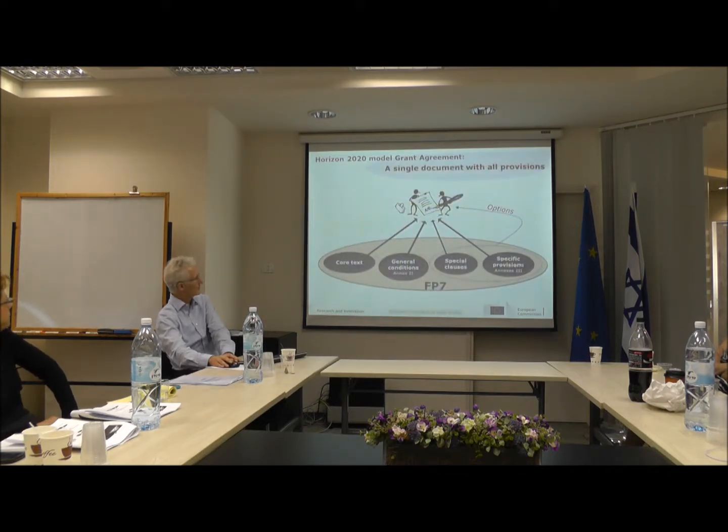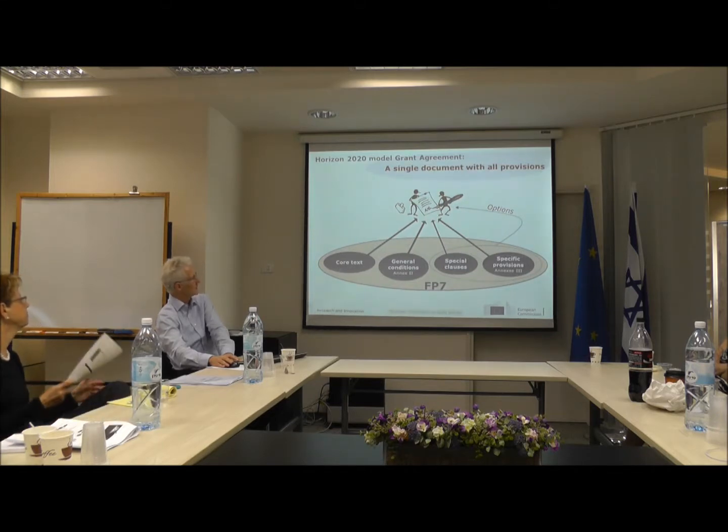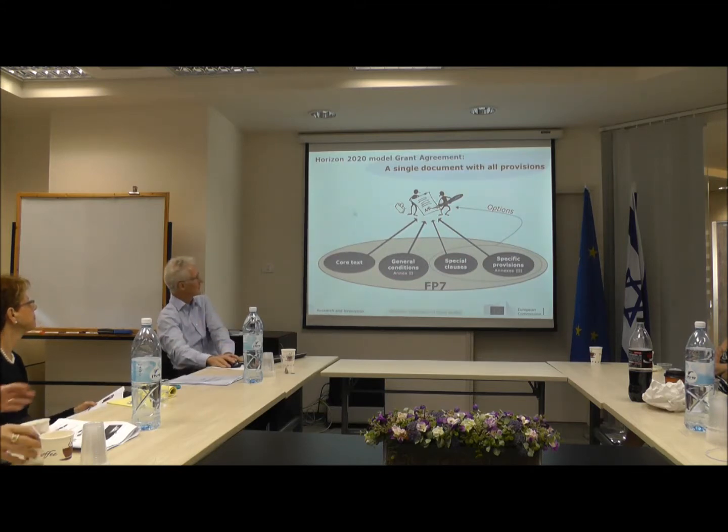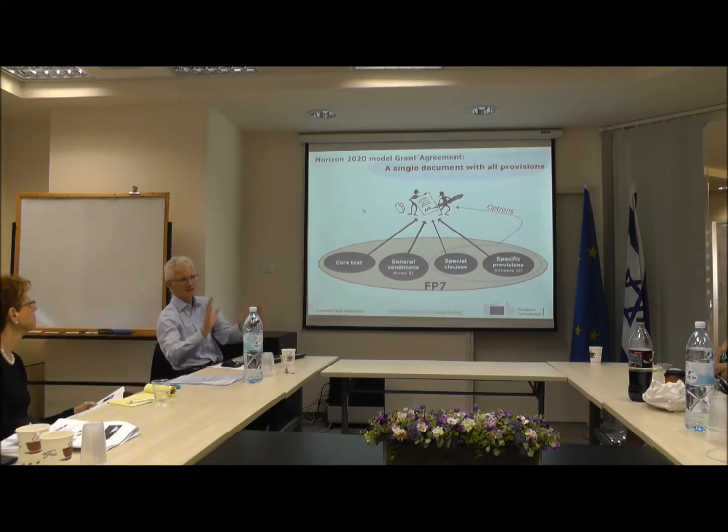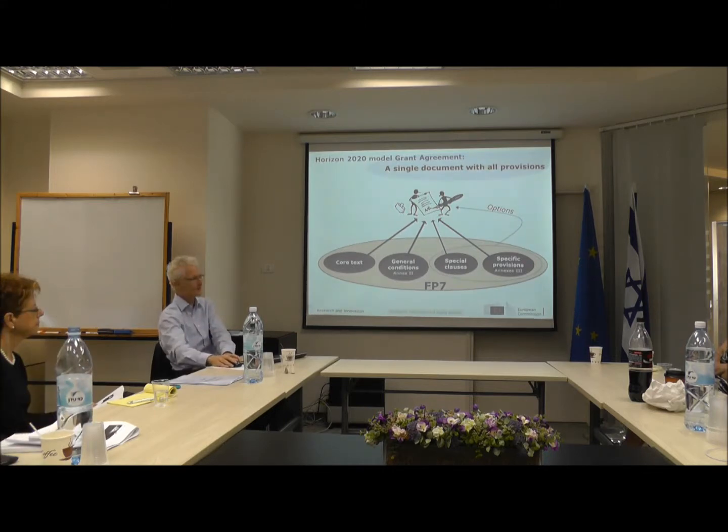Compared to FP7, the structure of this legal document has changed. In FP7, we had a core text with articles, then we had an annex with general conditions, we had special clauses and other specific provisions. This is now all integrated in the articles. So these annexes do not exist anymore. Special clauses are handled by way of options in the respective articles. So our lawyers say that this is more standard in terms of the legal drafting, and for the lawyers it is easier to understand. Up to you to decide.